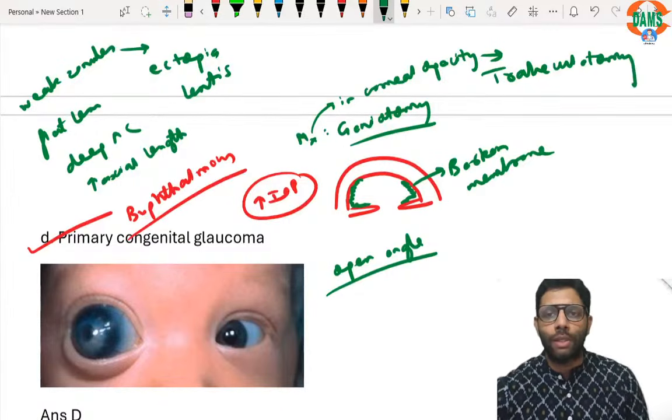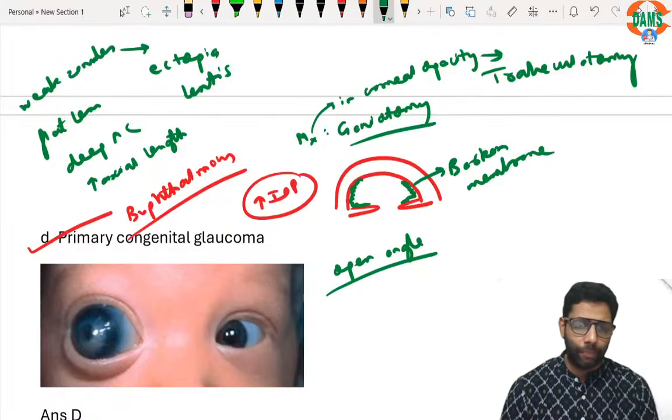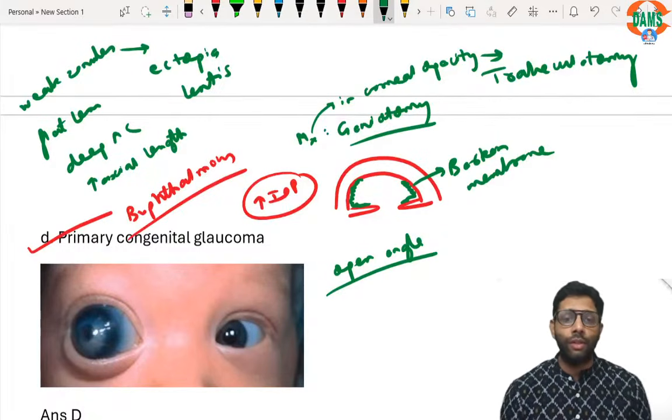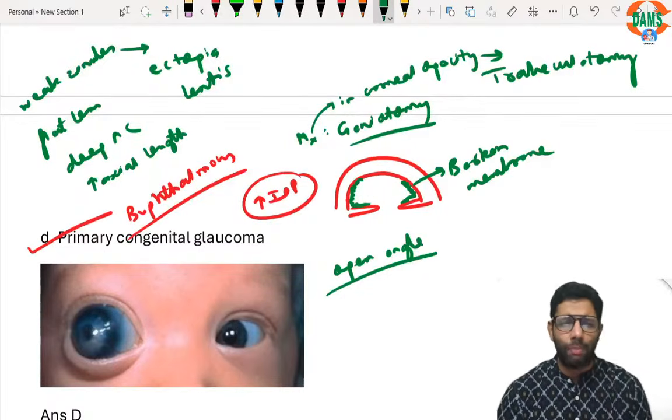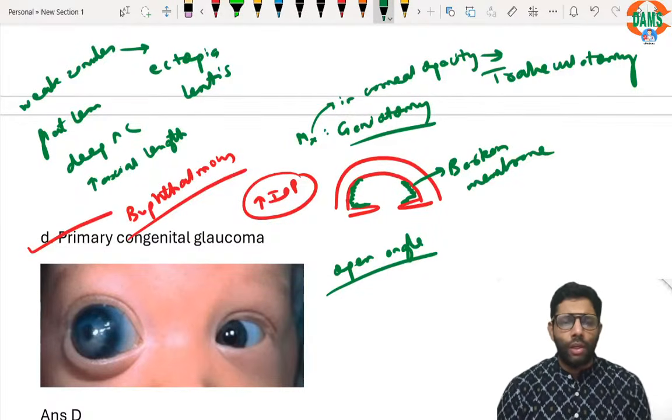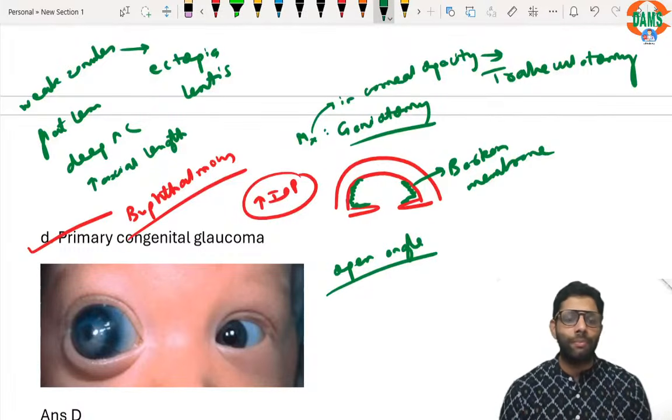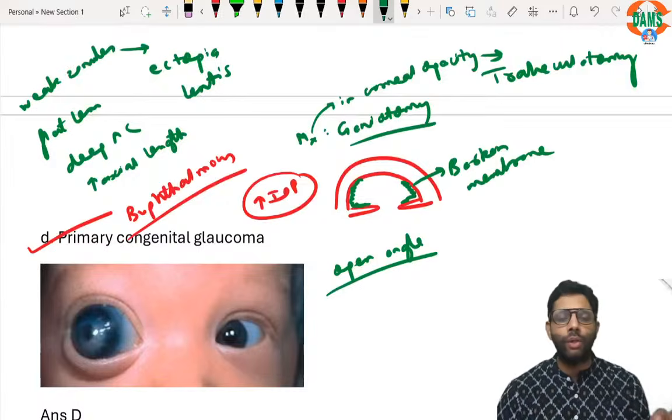Tomy means to open something, to open the Schlemm's canal. And if in the question trabeculotomy and trabeculectomy come together, which was a very old PYQ, it won't be asked now. So trabeculotomy plus trabeculectomy, if in one option, that's a better answer in any scenario in primary congenital glaucoma.